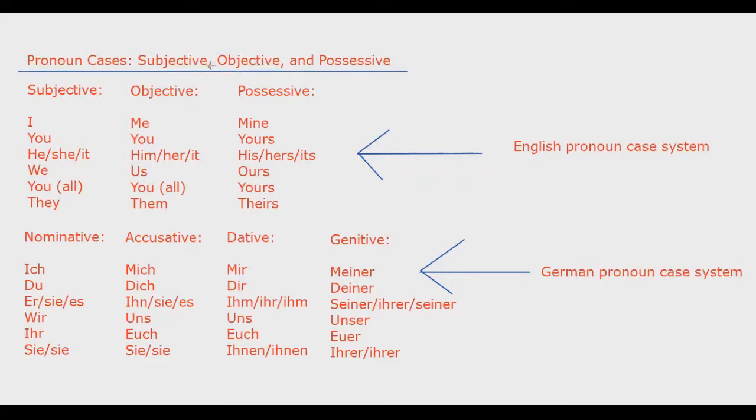So here we have 3 pronoun cases in English. Subjective, for subjects. Objective, for direct and indirect objects, if you remember what those are. And possessive, for things that own other things.